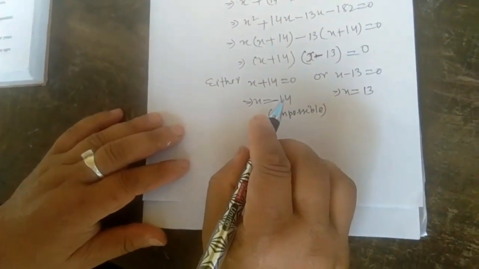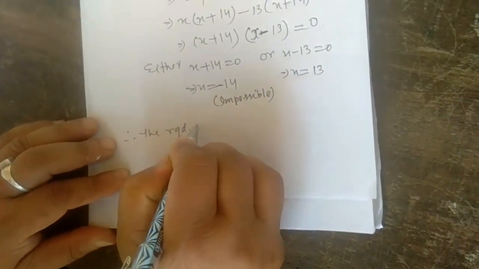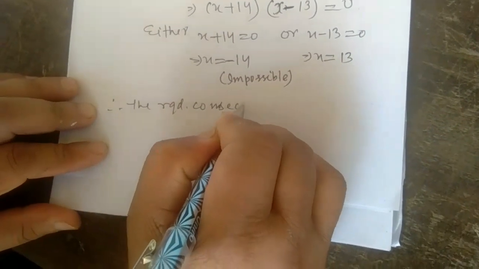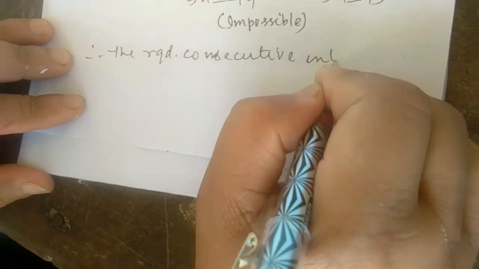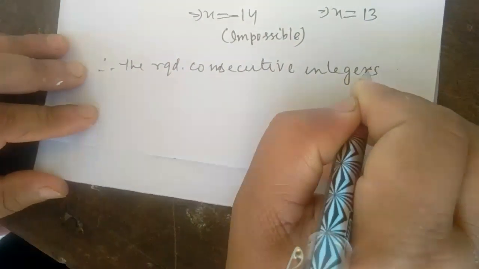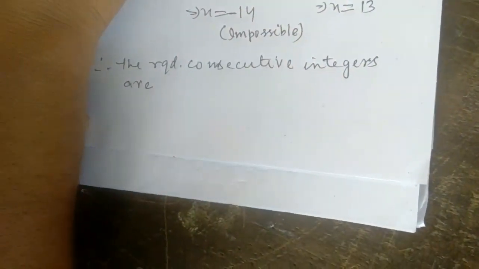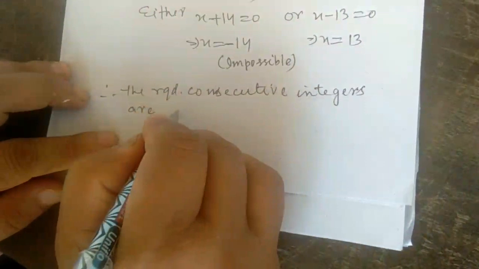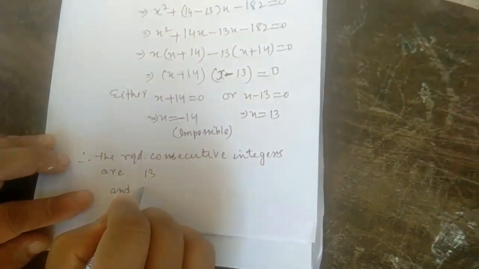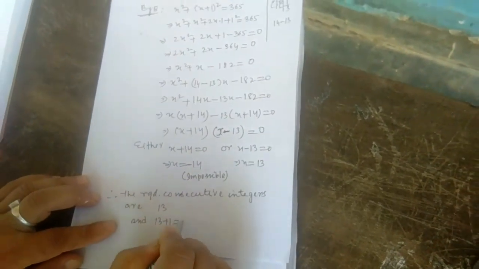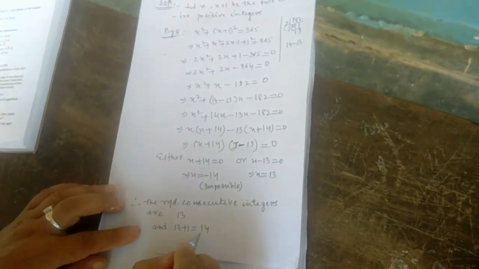Minus 14 is not possible, so discard that. Therefore the required consecutive integers are, we have taken x and x plus 1, so the value of x is 13 and the other is x plus 1, the value of x is 13 plus 1 equal to 14. These are the two: 13 and 14 are the two consecutive positive integers. Okay.